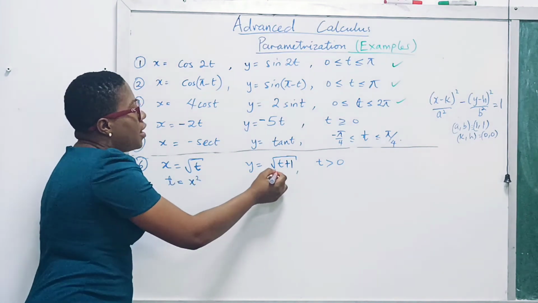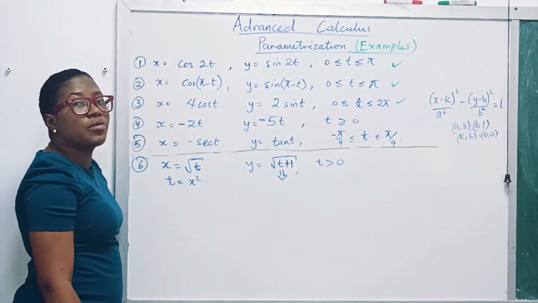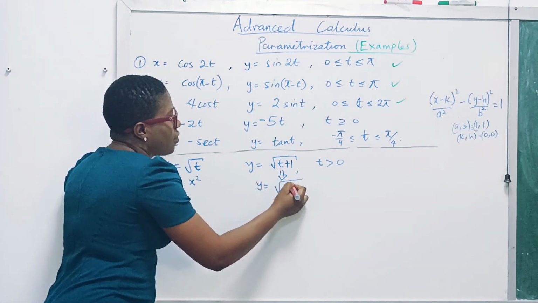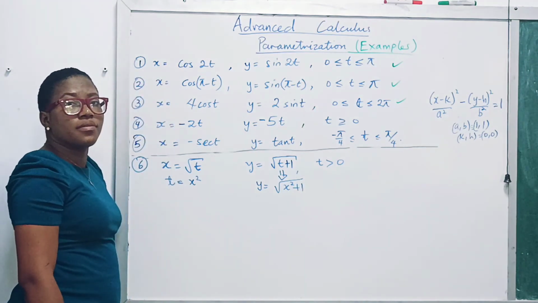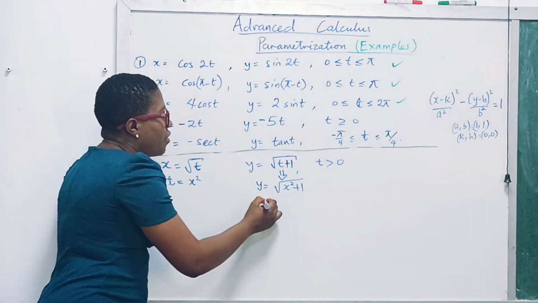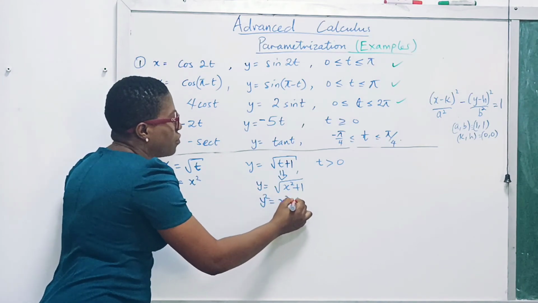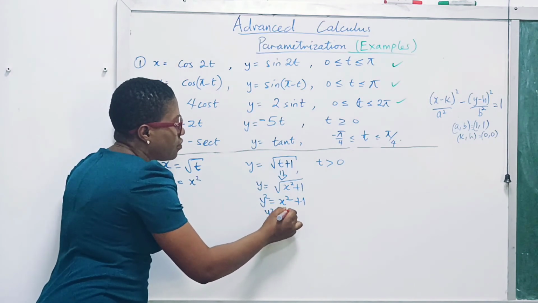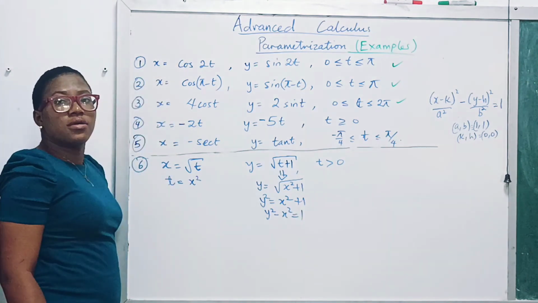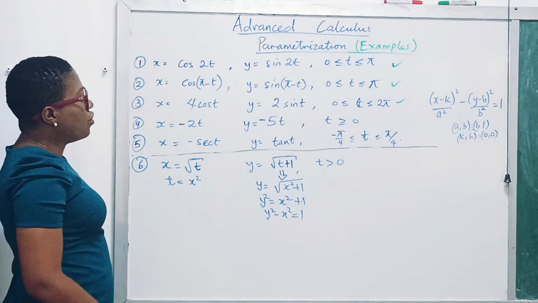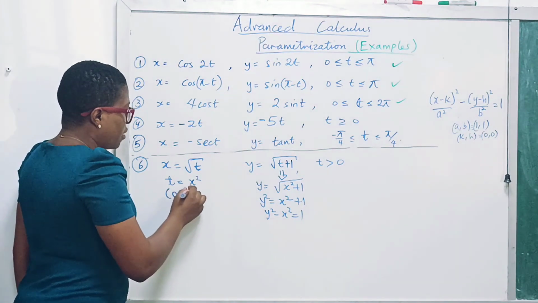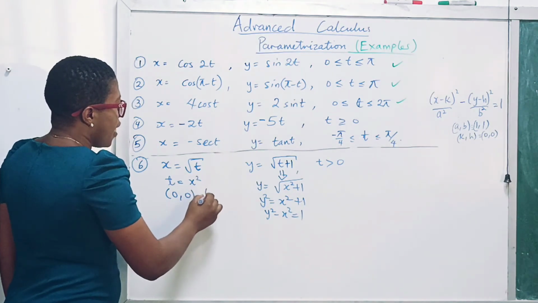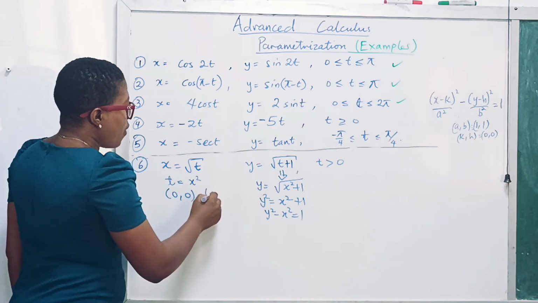So I'm going to come here now. And anywhere I see t, I'm going to write x squared. So y is equal to square root of x squared plus 1. So what do we have? We have y squared is equal to x squared plus 1. Now we have that y squared minus x squared is equal to 1. So you see that it's centered at 0, 0. And we see that a and b are 1, 1.